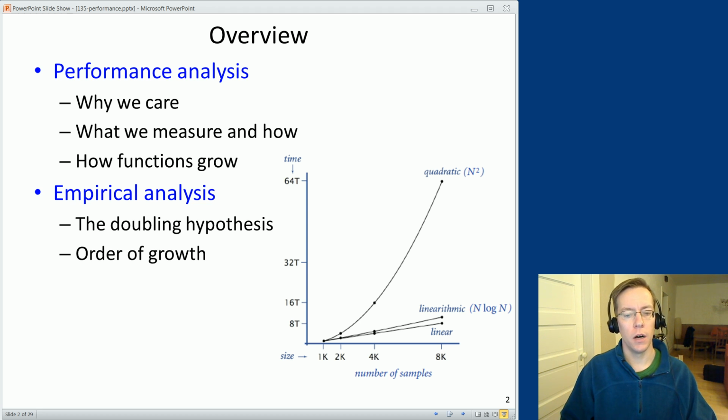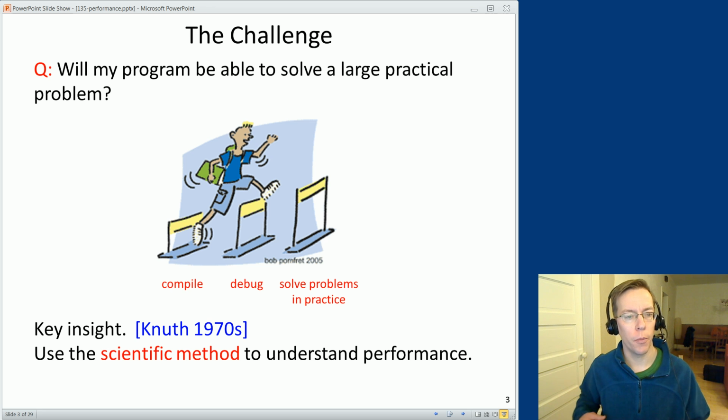We'll talk a bit about how functions grow, and so there's a graph here. We'll talk more about that in a little bit. And while there is a formal method for doing this sort of analysis of algorithms, here we're going to take a very empirical approach using something called the doubling hypothesis. So we're going to run our programs, measure how long they take, and see their order of growth empirically, which is often a very handy technique when you're out there making your own software, so you can understand what's taking the most time and how big of a data file you can actually run your program on.